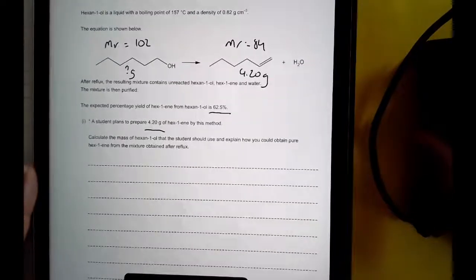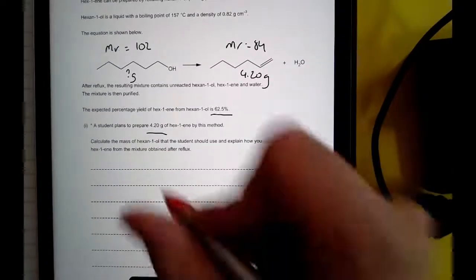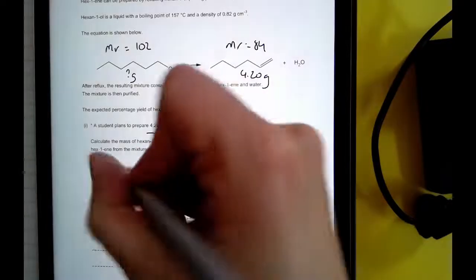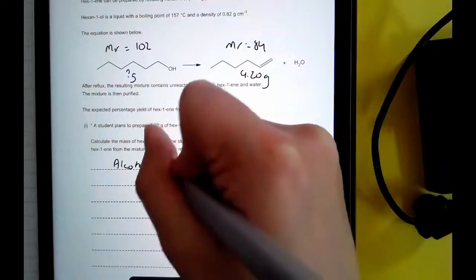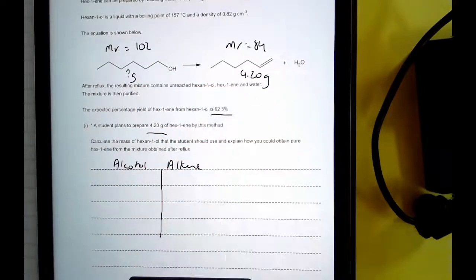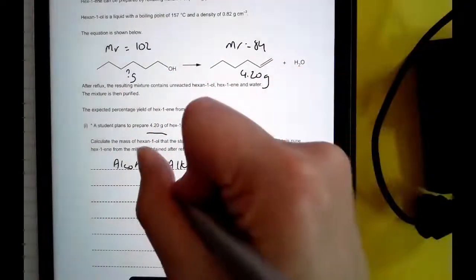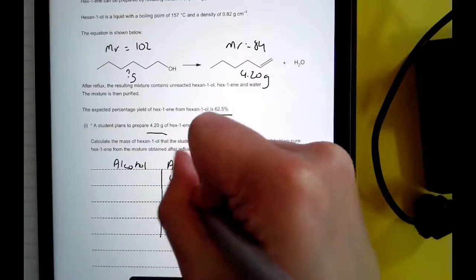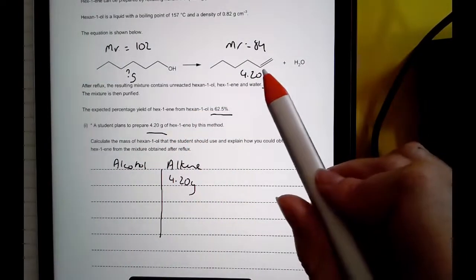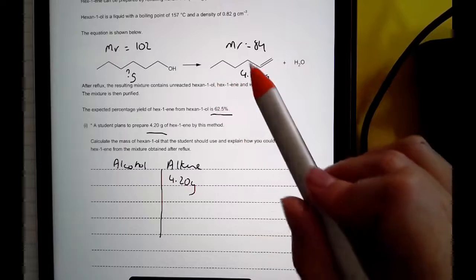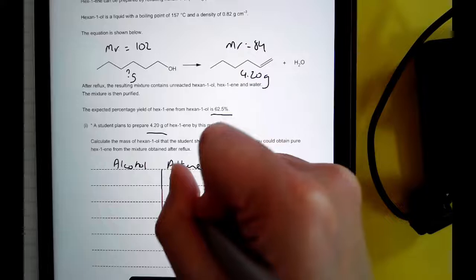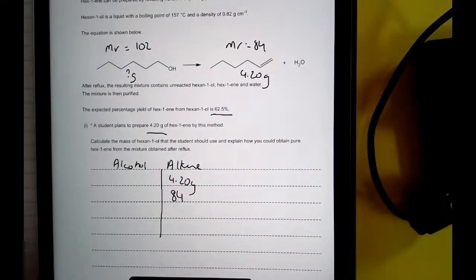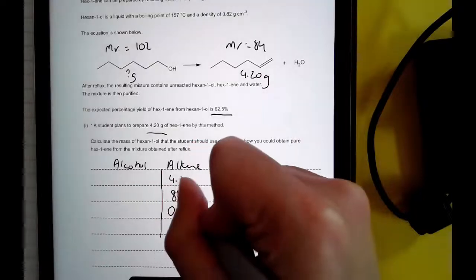So again, I'm going to start by drawing out my moles table. And I'm going to have my alcohol on one side, that's my reactant, and I'm going to have my alkene on the other side. I know that I want to make 4.20 grams of my alkene. Again, you do need to be able to work out the formula mass. You need to be able to count up the number of carbons and hydrogens you've got in this chemical formula. And when you do that, you should find out that the formula mass is 84. And then I can use that to work out the moles, which is 0.05 moles.